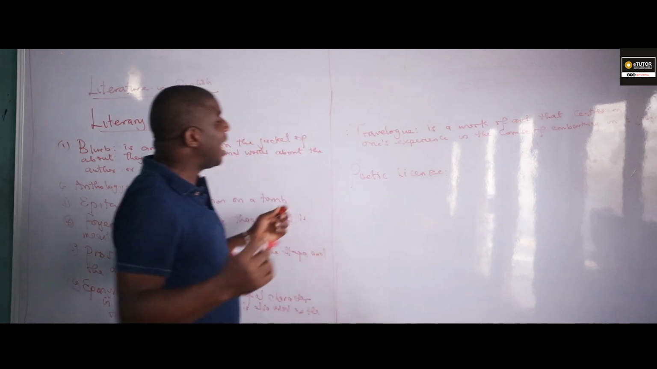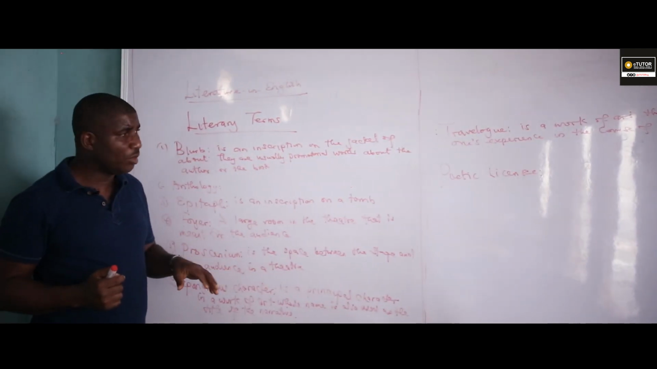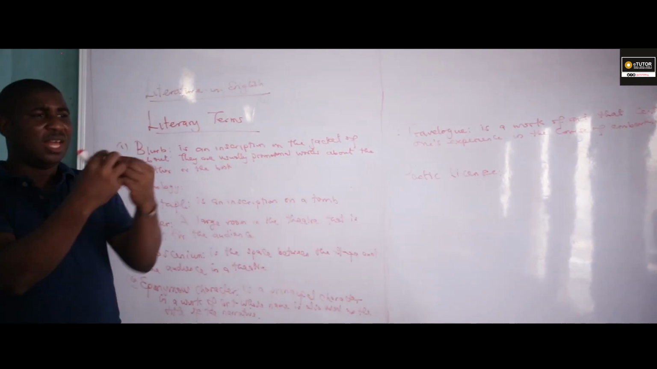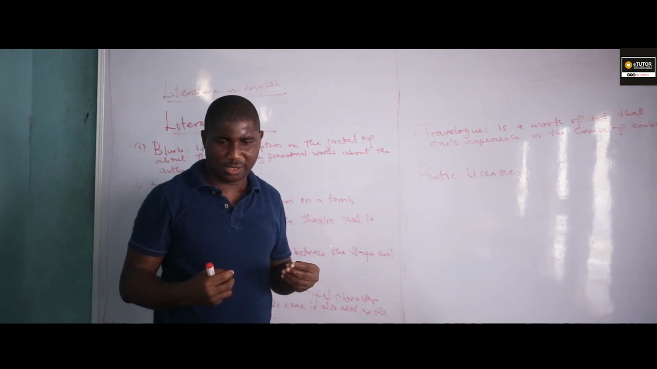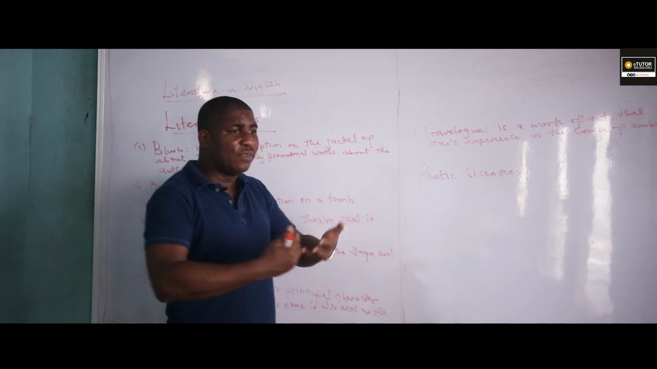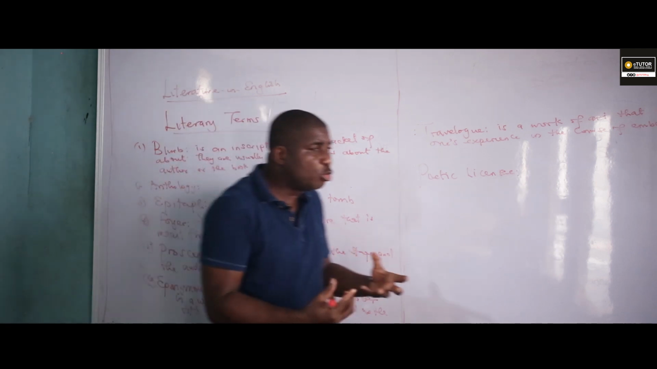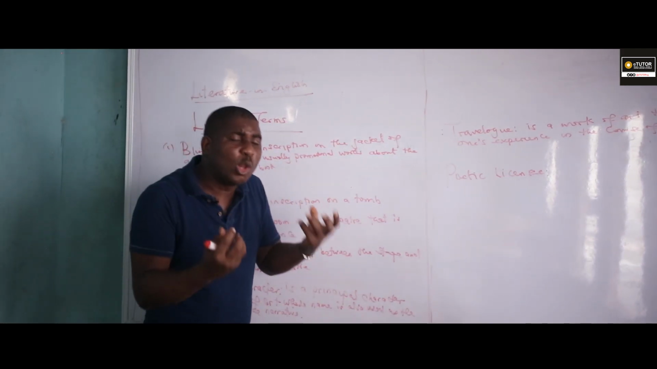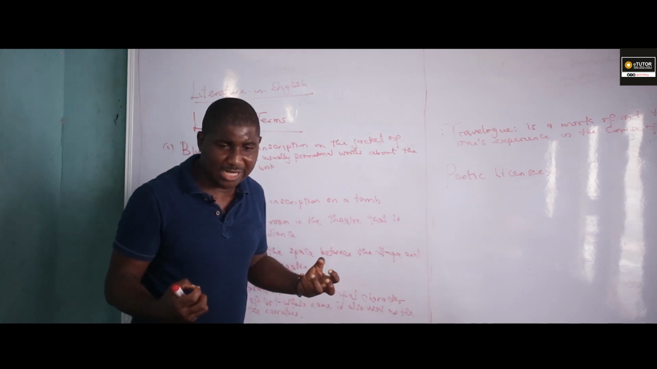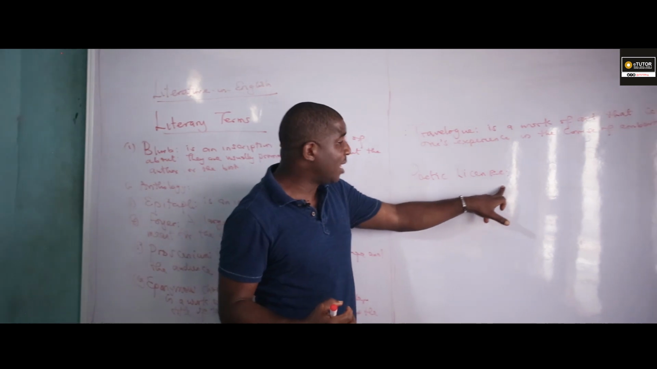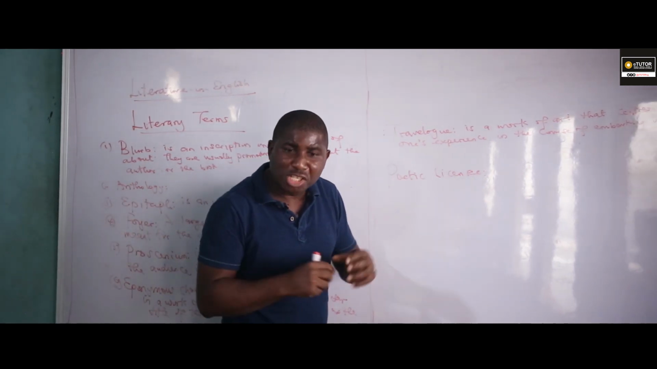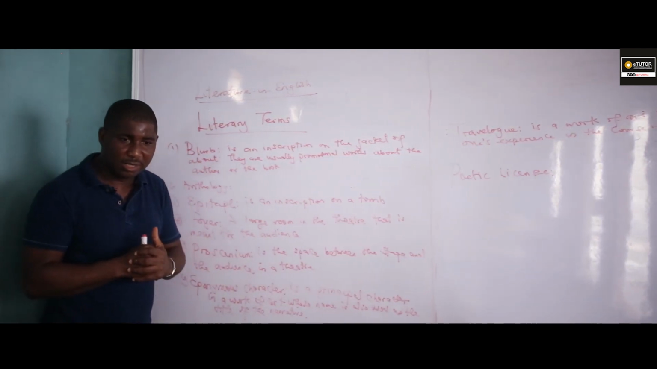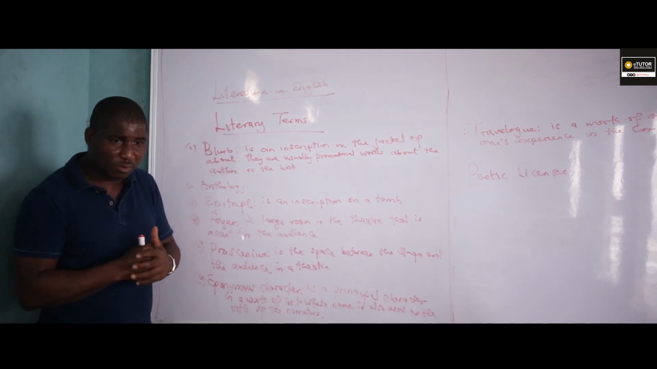Poetic license is another literary term. What do we mean by poetic license? Poetic license is the liberty, the freedom given to a poet such that he or she makes use of grammar without following the conventional rules. Am I communicating? It is the freedom that a poet enjoys such that he or she does not follow the conventional rules of grammar.